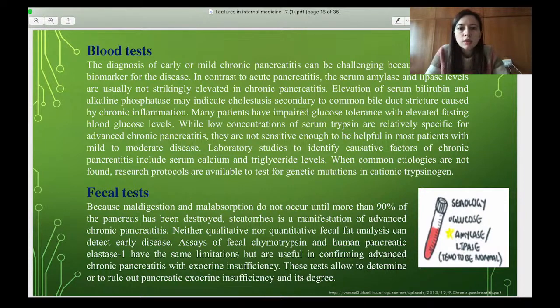Assays of fecal chymotrypsin and human pancreatic elastase 1 have the same limitation but are useful in confirming advanced chronic pancreatitis with exocrine insufficiency. This test allows us to determine or to rule out pancreatic exocrine insufficiency and its degree.